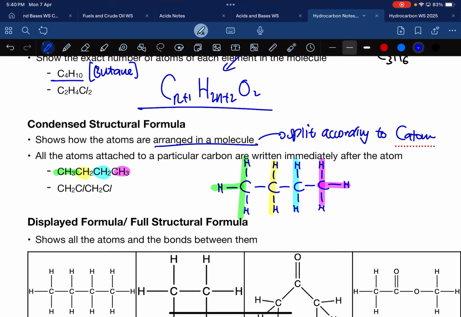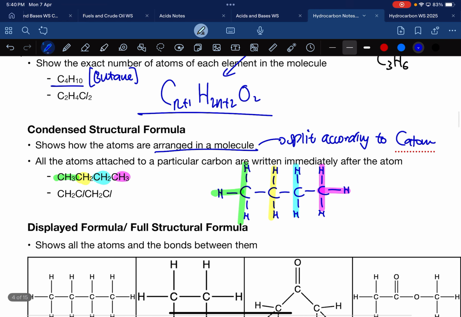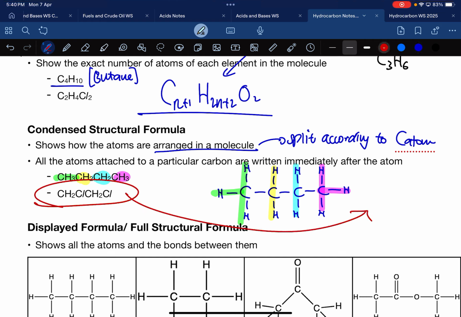So what's the point I'm trying to make? I'm trying to say that your condensed structural formula is split according to carbons. CH3, CH2, CH2, CH3. So with that in mind, without looking below, try to do it by yourself, guys. Draw out this guy. How does he look? Don't look at the bottom. The bottom will be the answer, but don't look at it. Okay?